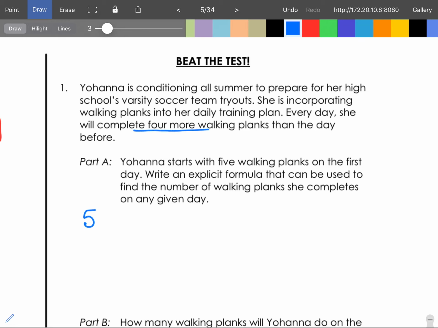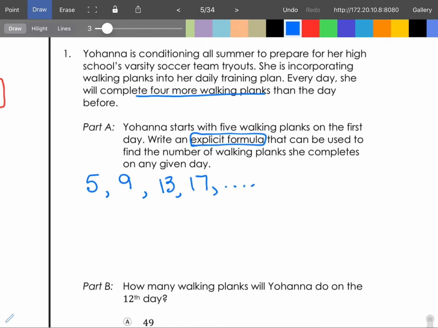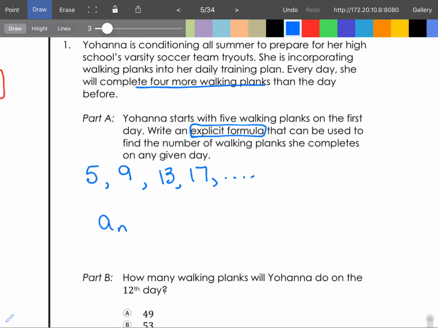Then it says she's going to complete 4 more than the day before. So if we were to figure out 4 more than 5, that would be 9 on the next day. 4 more would be 13. 4 more would be 17, and so on. I like to start out by just writing the numbers out, looking at my sequence here. Because they tell us to write an explicit formula, we say, okay, a sub n equals my first term, which is 5, plus, what am I adding each time? 4, and then n minus 1. And that's it. That's your explicit formula.